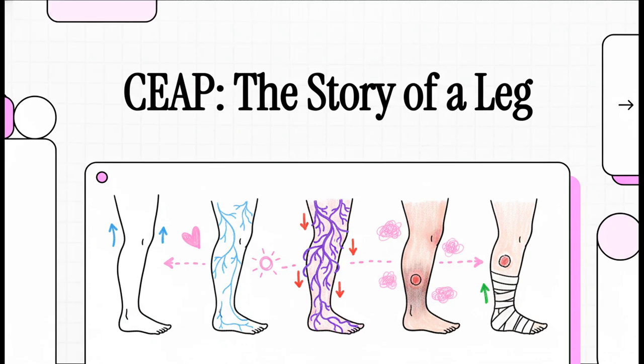The CEAP classification. It's a classic exam question, right? But it's way more than just a list you have to memorize. It actually tells a story. The story of what happens to a leg when its veins start to fail. So in this explainer, we're going to walk through that story, step by step.